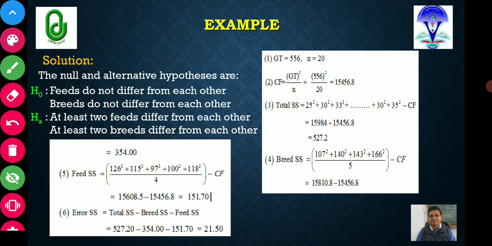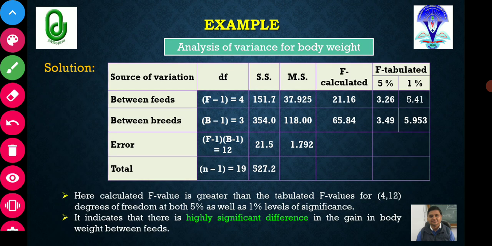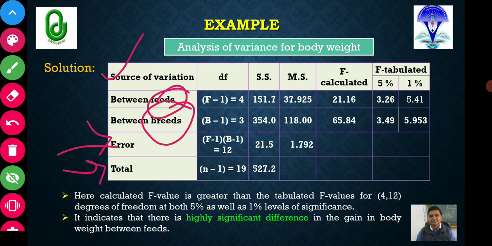Just see how I have prepared the ANOVA table. So this is the ANOVA table. The components of the ANOVA table: source of variation. What are the sources of variation? Feed was the source of variation, breed was the source of variation, and then error and total.